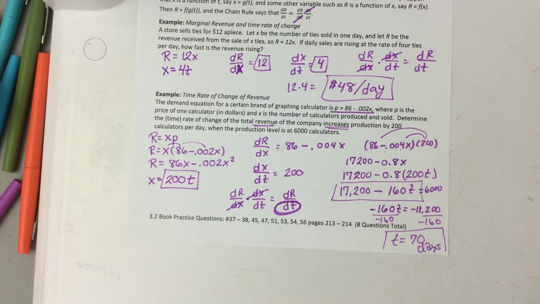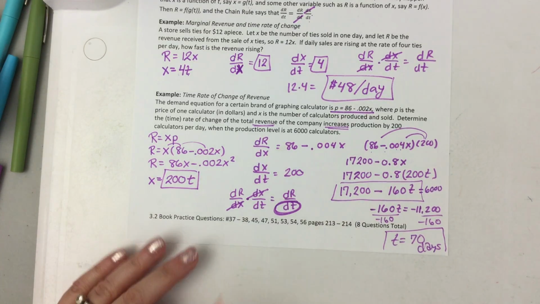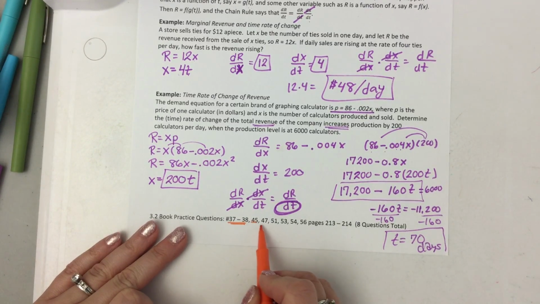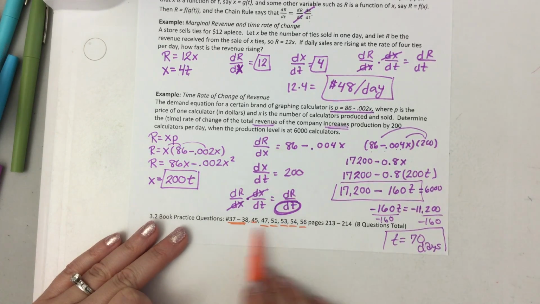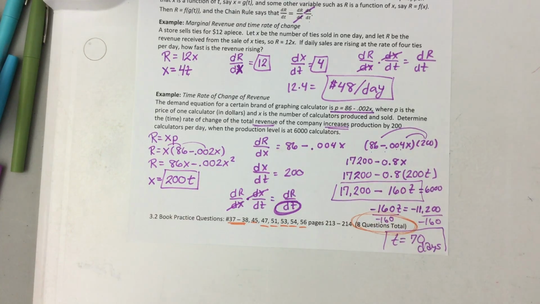When we're looking at application problems, again, I picked a few good questions out of the book so you can practice the skill. You want to go to page 213, 214, 37 and 38, 45, 47, 51, 53, 54, 56. I kind of jumped around and just picked ones that I thought were good. There's 8 questions total. What it will do is just really expand your knowledge on the chain rule and give you a little bit more confidence the more you practice.